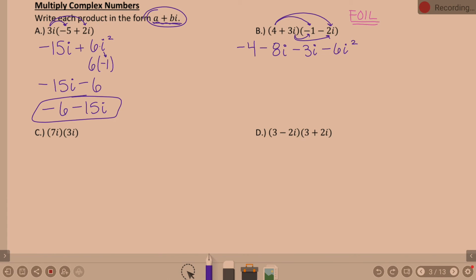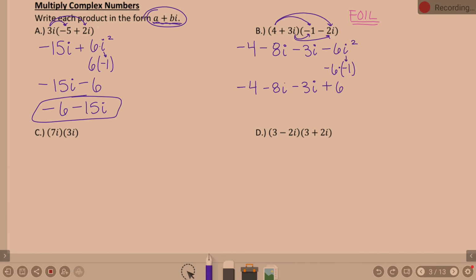i squared. Can I leave an i squared? No. What do we know about i squared? It's a negative 1. So if you're thinking about this as negative 6 times negative 1, that's really going to become what? A plus 6. So if I just copy the rest down, negative 4 minus 8i minus 3i, but instead of minus 6i squared, I'm going to have plus 6.